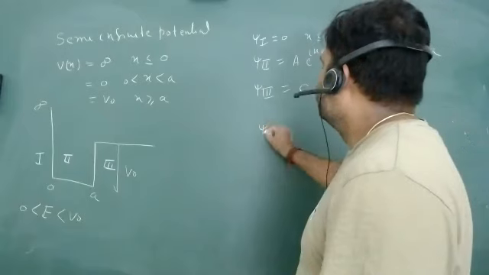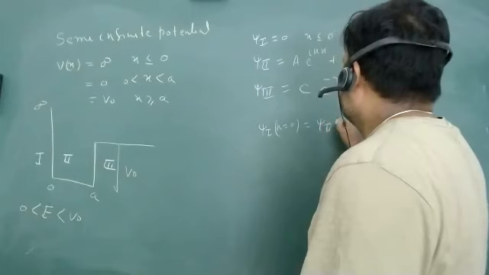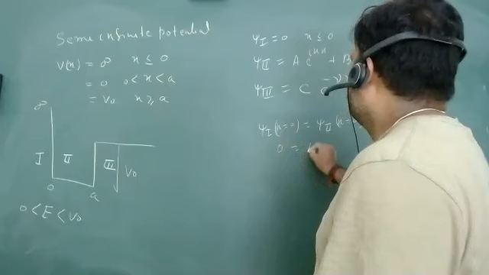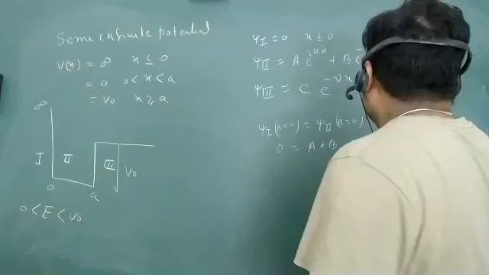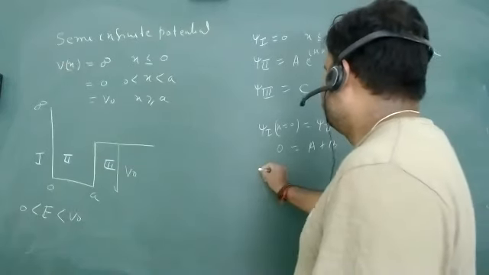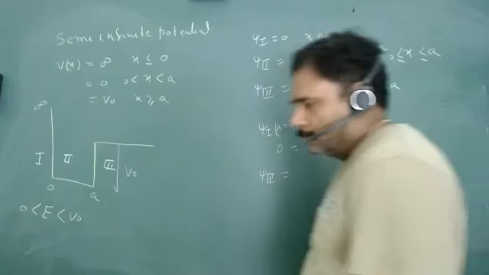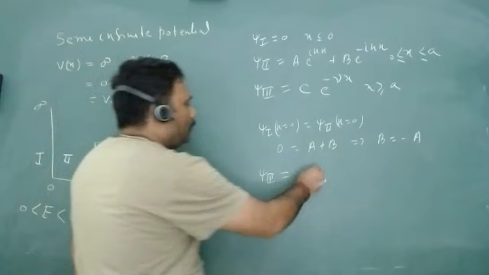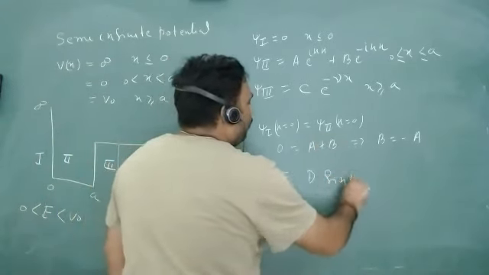So let's go for boundary conditions. Psi 1 at x equal to 0 must be equal to psi 2 at x equal to 0. So 0 is equal to A plus B. This implies B is equal to minus A. So what is the meaning of that? B equal to minus A means for psi 2, which function is there, sine or cos? Sine function. So psi 2 will be some D sine kx.